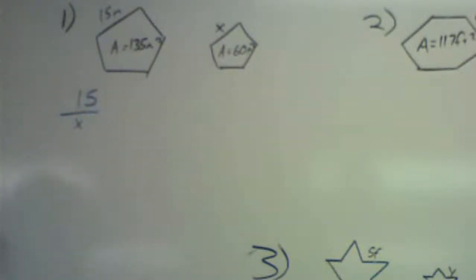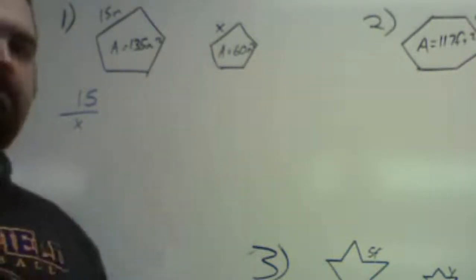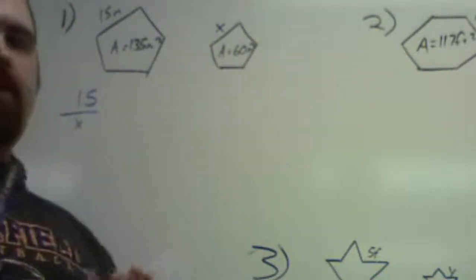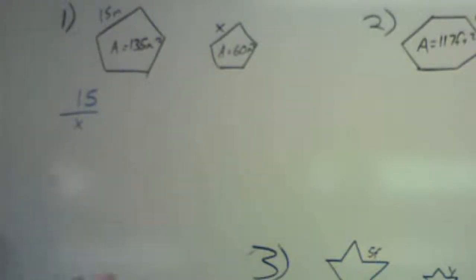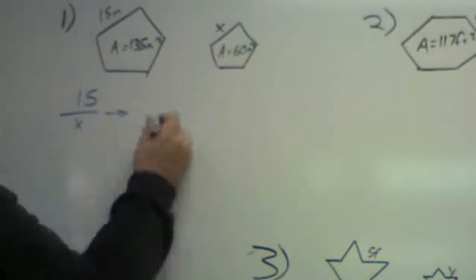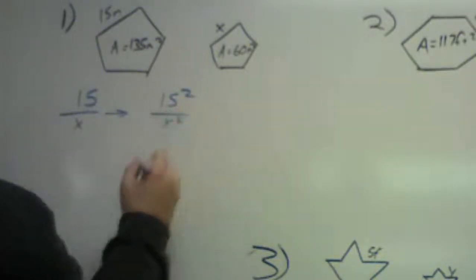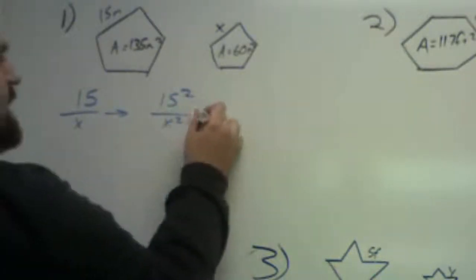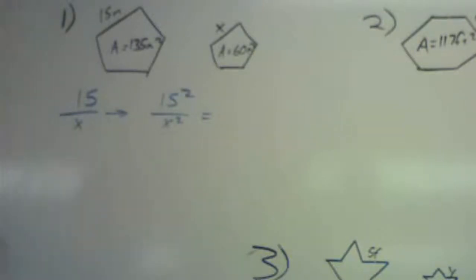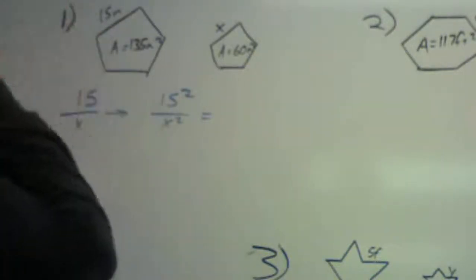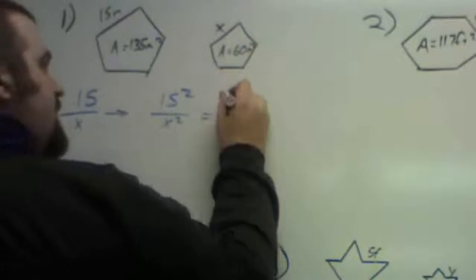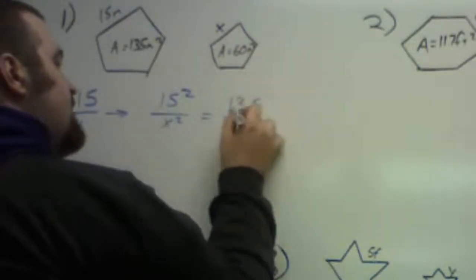However, that's the length ratio. For me, most of the time, I'm just going to go immediately to the area ratio. And that's what I'd like you to do. So this becomes 15 squared to x squared. And that has to equal the actual ratio of areas. Well, the actual ratio of areas is 135 to 60.